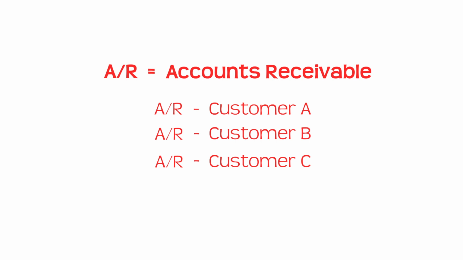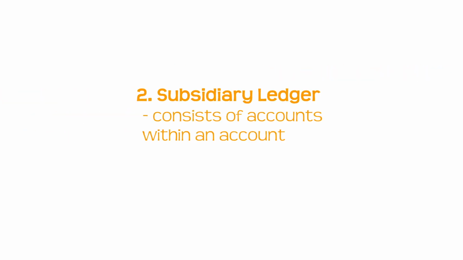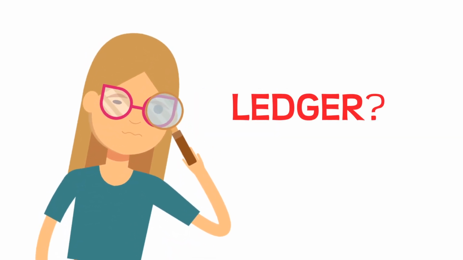This means that the accounts receivable come from different sources like customer A, B, and C. That is why I previously said that the general ledger is broad in nature because it contains accounts within an account. Next, you need to learn what the ledger looks like.